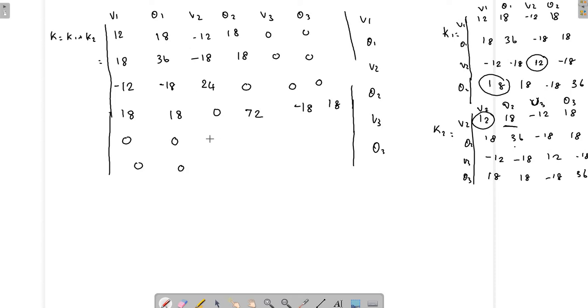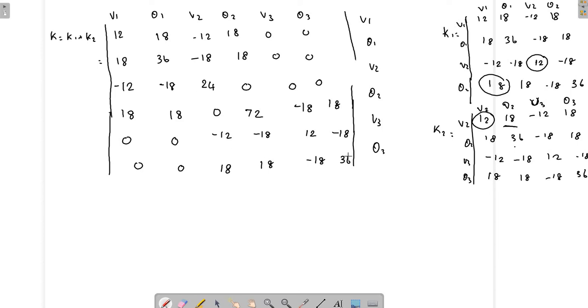0. V2 and V3 is present only in the second matrix. So V2 and V3 it is minus 12. Theta 2 V3 it is minus 18. V3 and V3 it is plus 12. Theta 3 and V3 it is minus 18. V2 and theta 3 is plus 18. Theta 2, theta 3 it is plus 18. V3 and theta 3 is minus 18. Theta 3 and theta 3 is 36.